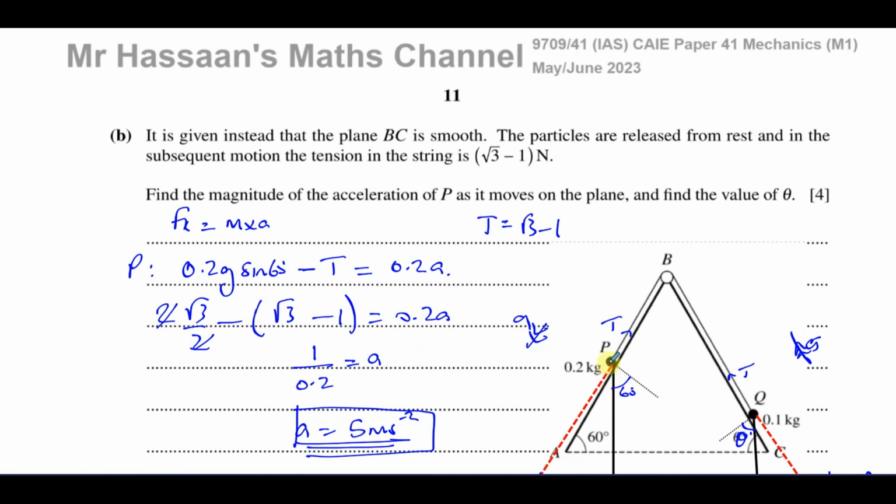Mechanics questions are always intertwined with different topics together in a lot of cases, especially like this type of thing.